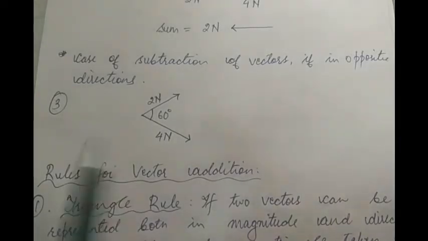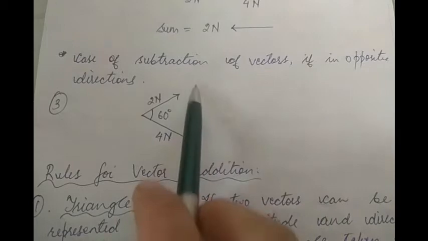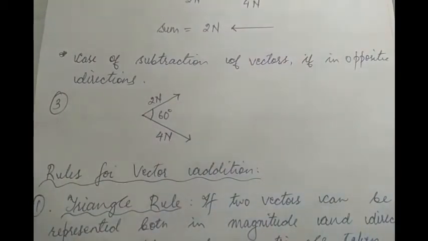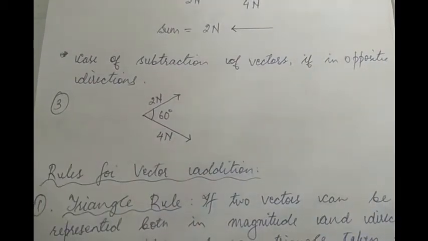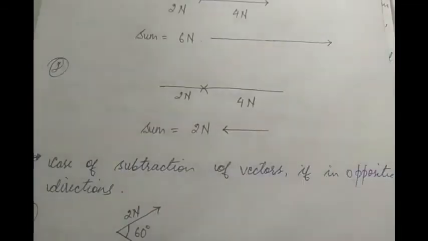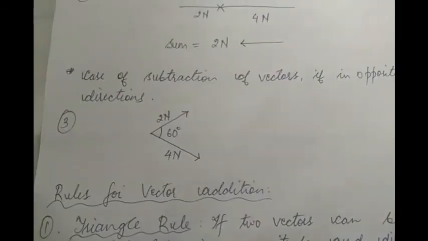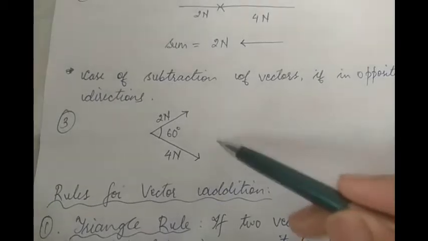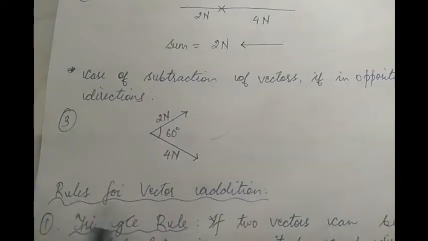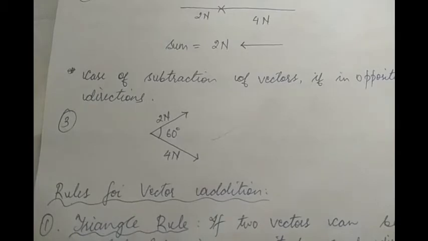Now, in cases of vectors, just by looking at the two vectors and the angle of inclination between them, we cannot give the answer. We cannot give the value of the resultant like in these two cases. This is just one example that I'm giving. There are so many other kinds of examples. So to deal with cases like this, we have rules for vector addition.